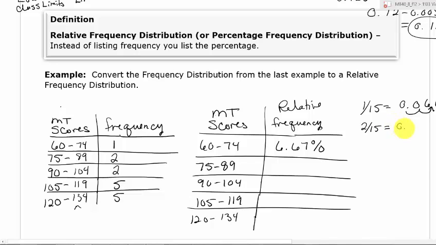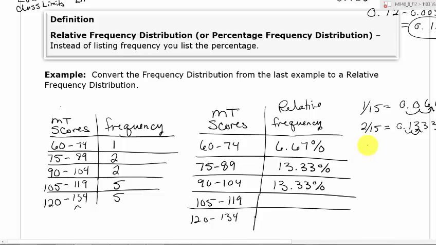And that gives us 0.1333, and the 3 repeats. So again, move our decimal 2 positions to the right, so that would be 13.33%. And then we have another 2, so that's not going to change, 13.33%.